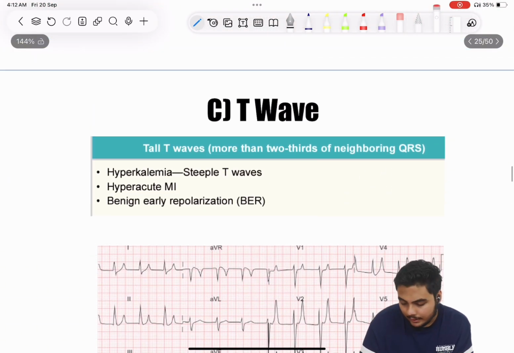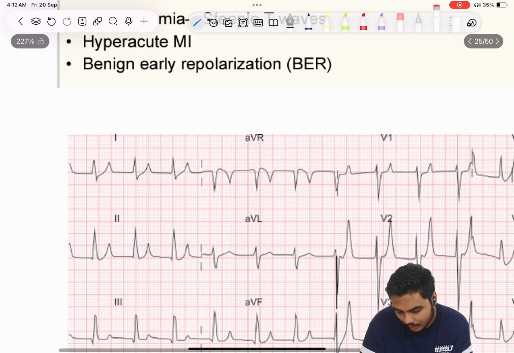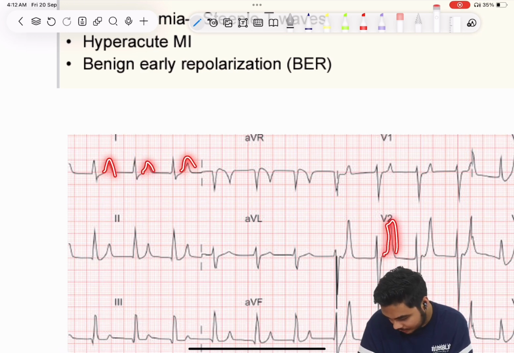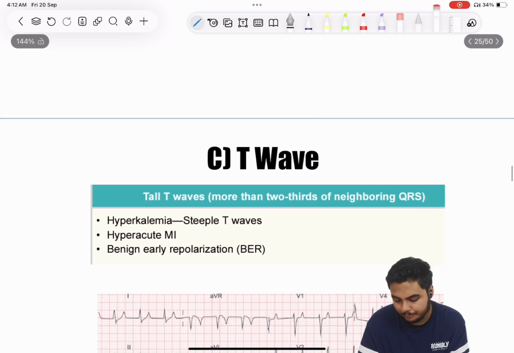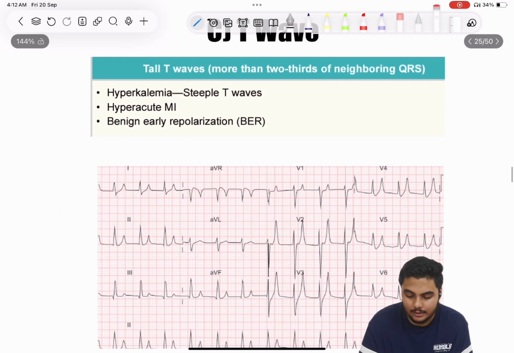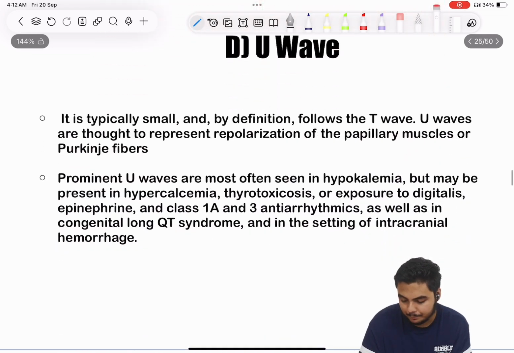Next is the T wave, right guys? As I told you already, the T wave is nothing but a positive deflection which is seen after the QRS wave, right? You can see here, this is the T wave, this is the T wave, this is the T wave, and you can see large, tall, tented T waves, right? Such large, tall, tented T waves are seen in hyperkalemia and hyperacute MI. Steep, tall T waves are mostly indicative of hyperkalemia and hyperacute MI. I will talk more about it later in this video, so for now, know this much.